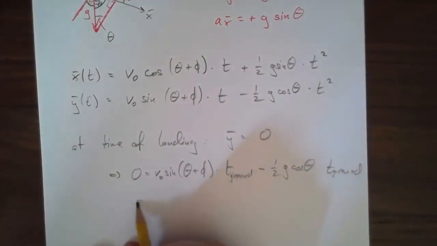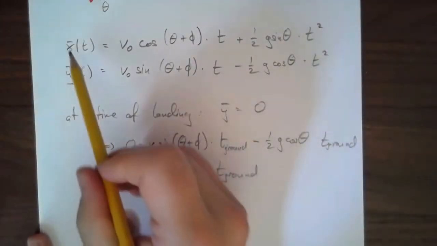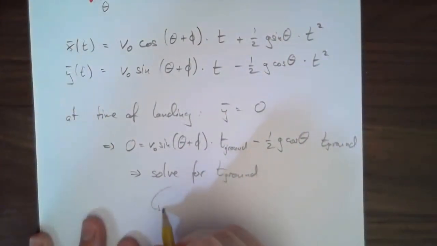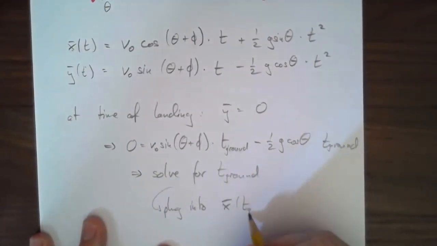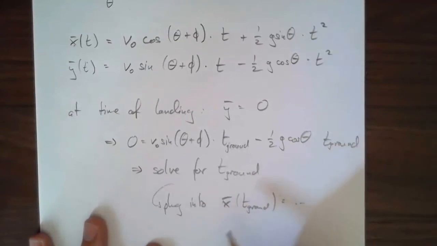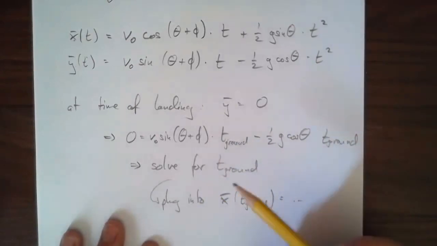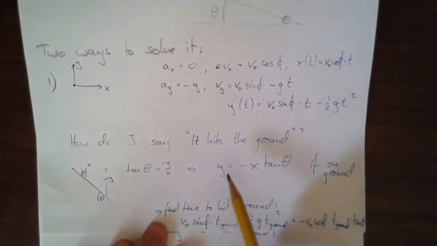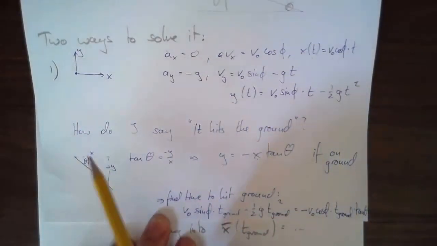So then we solve for t ground. I'm going to let you do that. Then we take this and plug it into x bar, t ground, the expression, and you've got the distance down the hill. And you can check that that is the same answer that you got when you worked it out the first way, the first method where we didn't tilt our coordinate system, but we had to figure out how I express hitting the ground if my axes are vertical and horizontal, but the ground isn't.